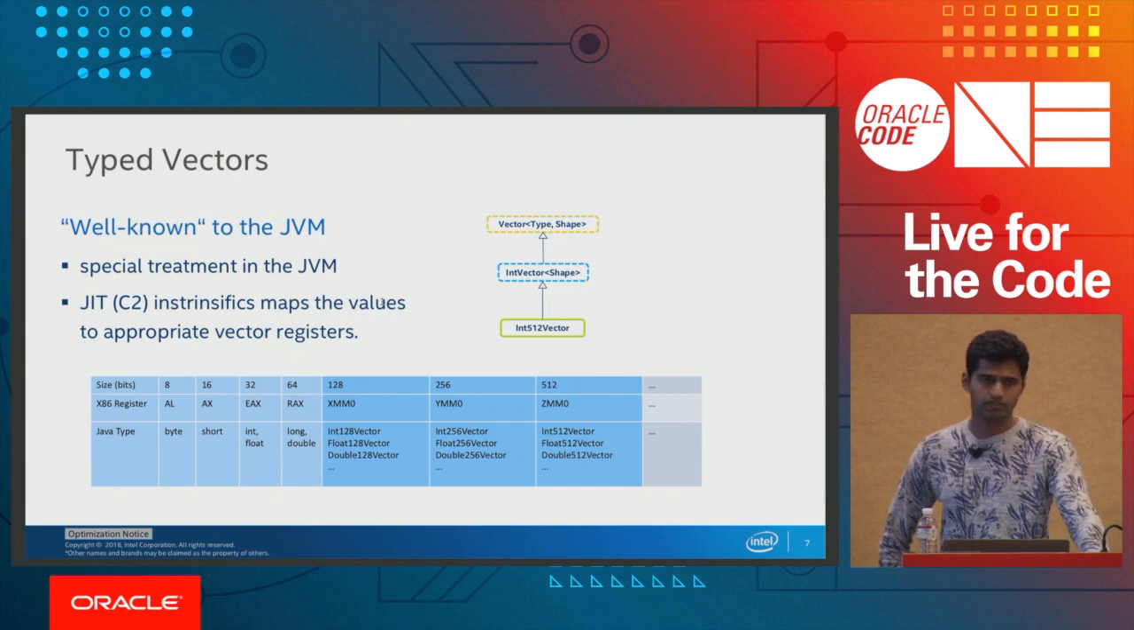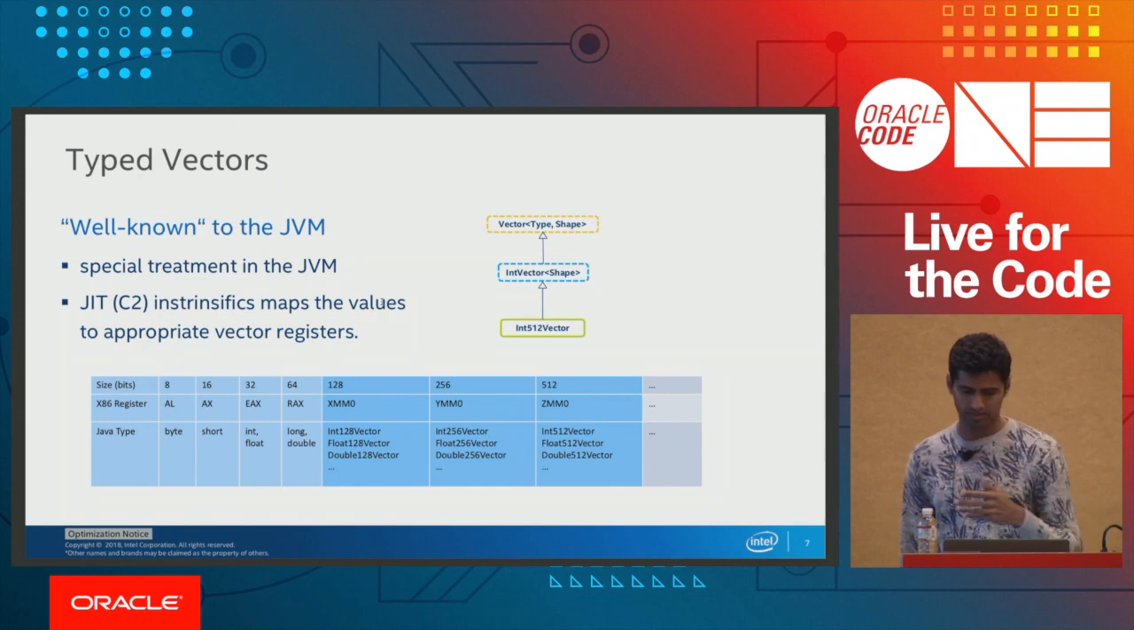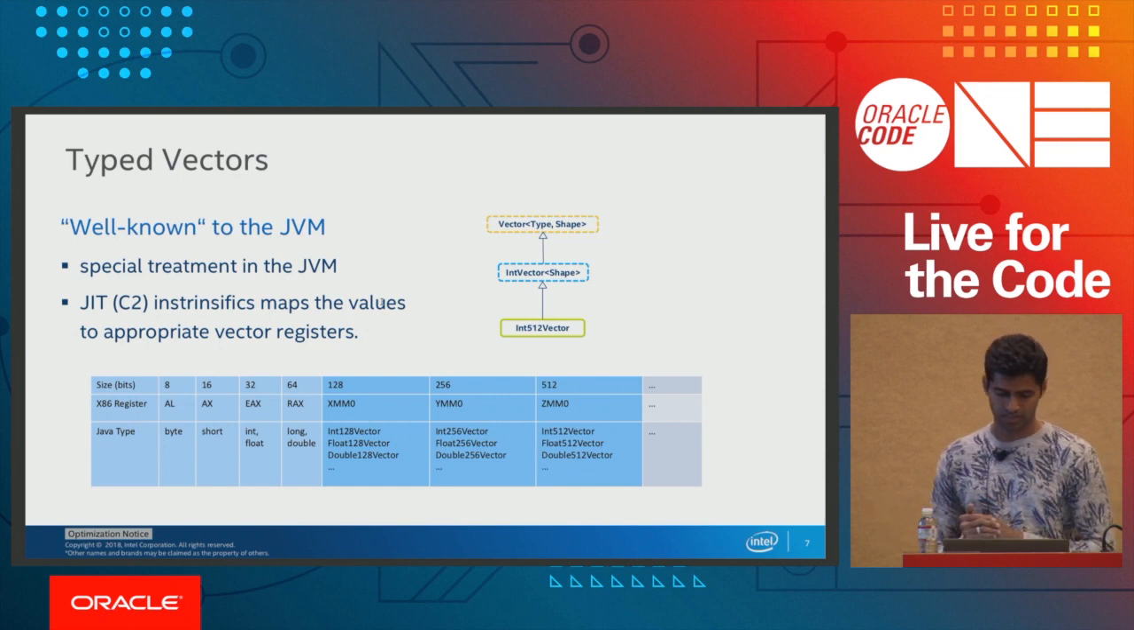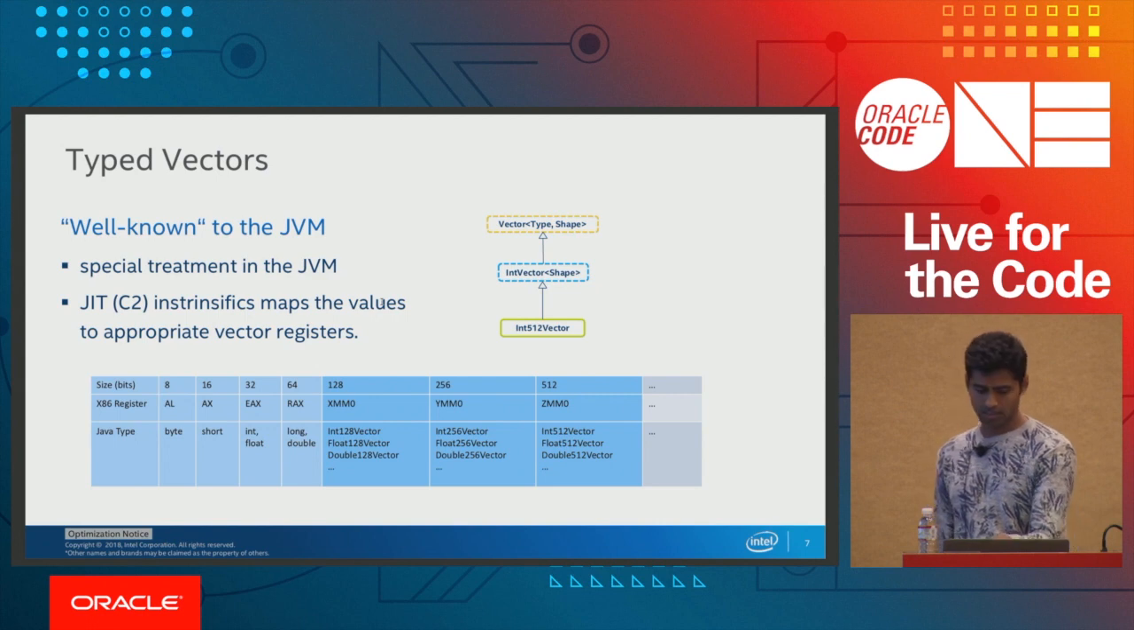The approach we use is we define typed vectors. What I mean is there is a vector class defined for every combination of type, which is byte, int, short, long, and so on, and every size starting from 64 bits to 512 bits. All these classes are well known to the JVM. Since the JVM is aware of them, it can optimize them, specifically using intrinsics. It can replace method calls with special vector instructions and also place the data inside vector registers. So in effect, we get the mapping which we desired.